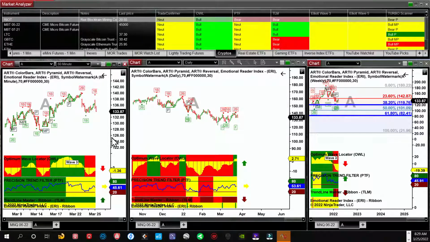At the very least, you want to have a green owl on the 60-minute chart, at the very, very least. So I think that's important, and I'd hold off a little bit on that one.